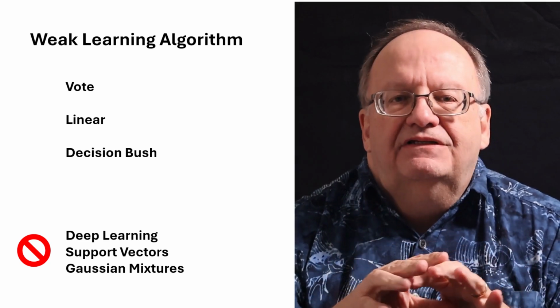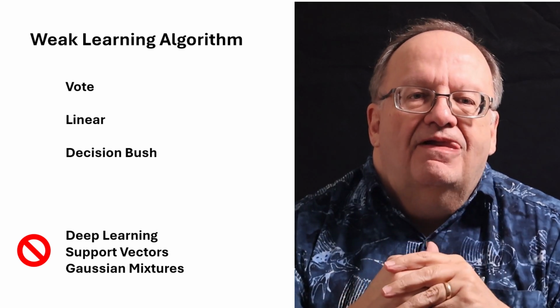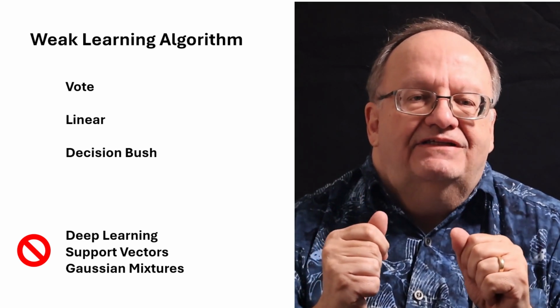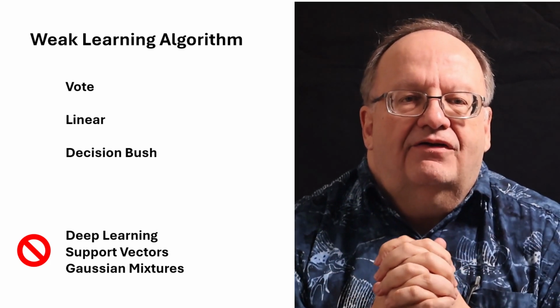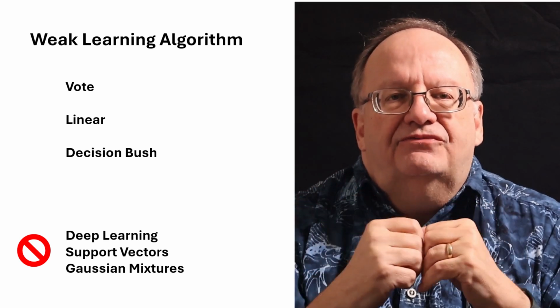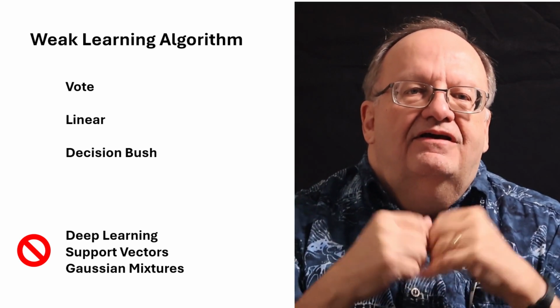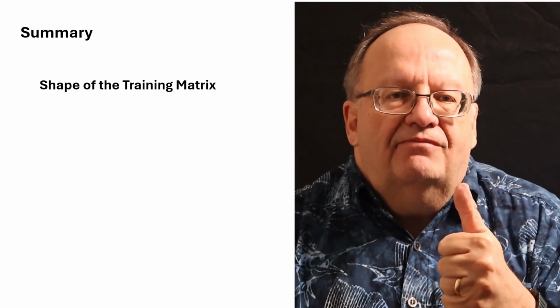Now, if it happens that you have the money to get 100,000 patient samples, then you've got lots of examples, and you can go into a more sophisticated learning algorithm. But with the 40 to 100 to 1,000 range that we're working with these days, we need to stay with these weaker decision algorithms. In summary, we first covered the shape of the training matrix.